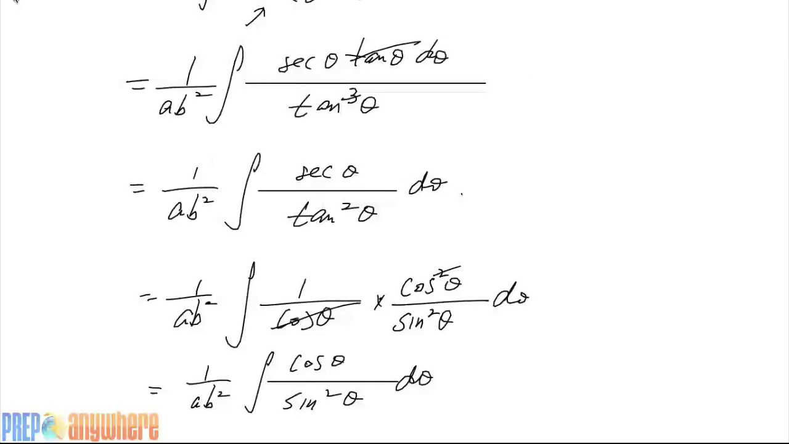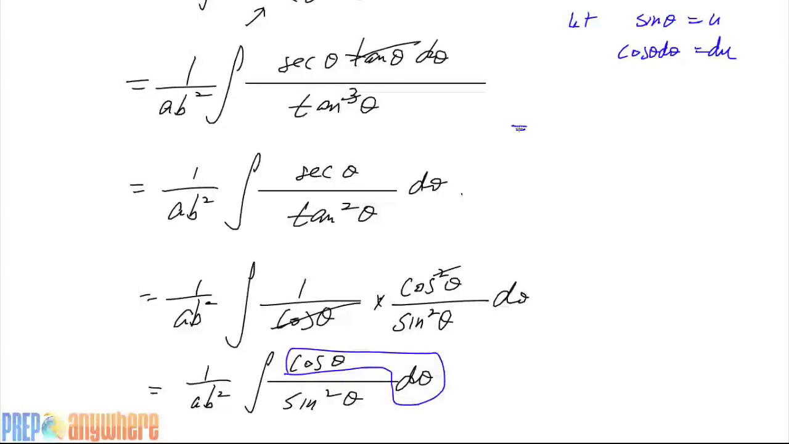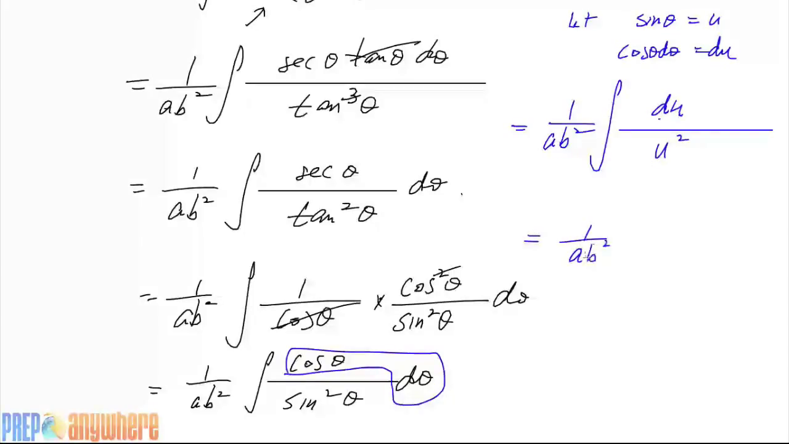Now here let's let sine of theta equal u. Then you get cosine of theta d theta is equal to du. So that right there is going to be du. So 1 over ab squared times the integration of du on top, and at the bottom we're going to get just u squared. So the antiderivative of that is just going to be minus 1 over u.